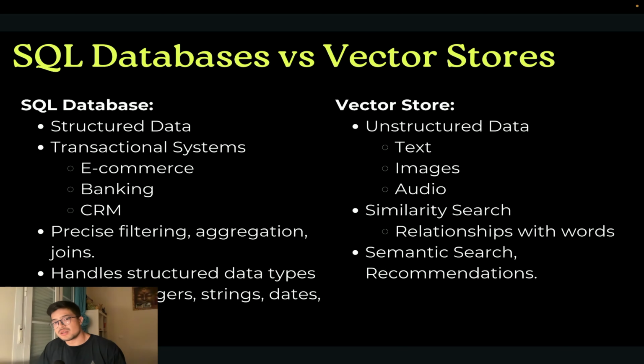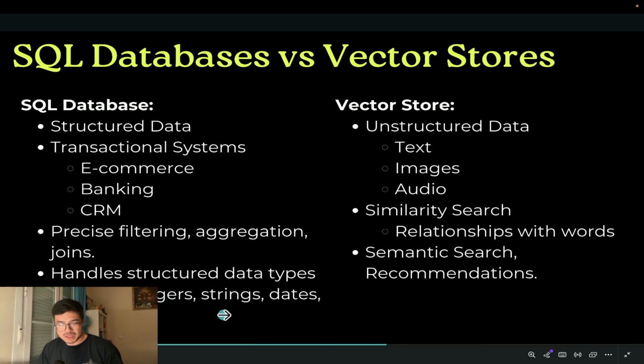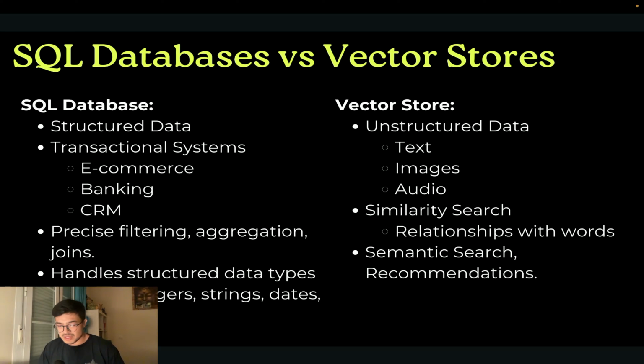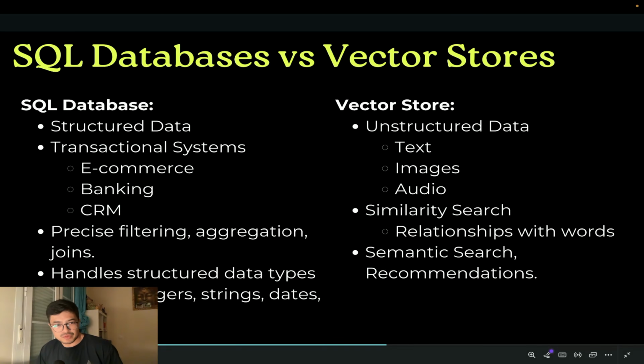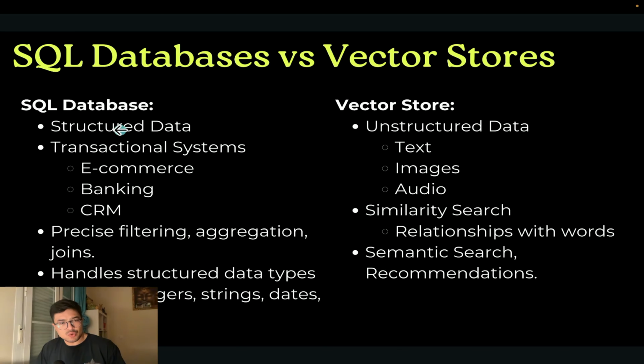So, SQL databases and vector stores. It's also good to understand the difference between them. SQL databases are great for storing structured data. Structured data is essentially anything regarding numbers, strings. Strings is a bit ambiguous because you also have text here, and I'll explain the difference a bit now. Dates and floats. Floats is just a fancy word for a number like 1.76. That's a float, any number with a decimal. So it's great for structured data. You see it in transactional systems such as e-commerce, banking, CRMs, right?